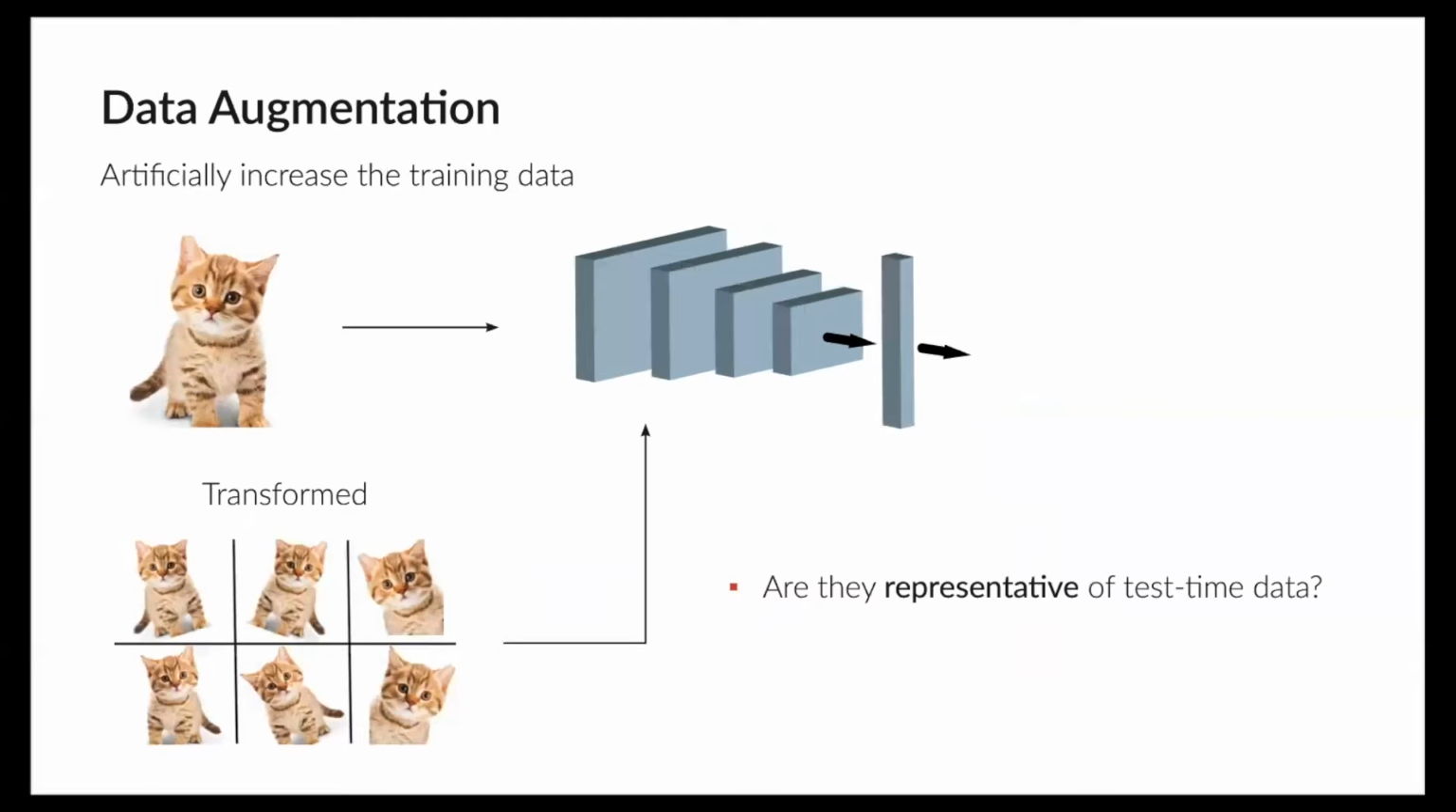An alternative for dealing with the absence of data is to artificially increase the training set through data augmentation. In this setting, the idea is to train the network on a dataset that has been augmented with transformed versions of the original data. Nevertheless, the main difficulty of data augmentation is to ensure that the transformed samples are actually representative of the data that appear at test time.